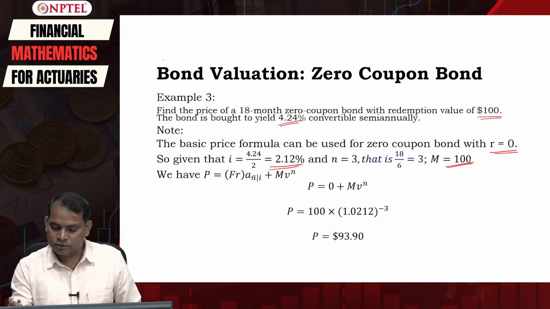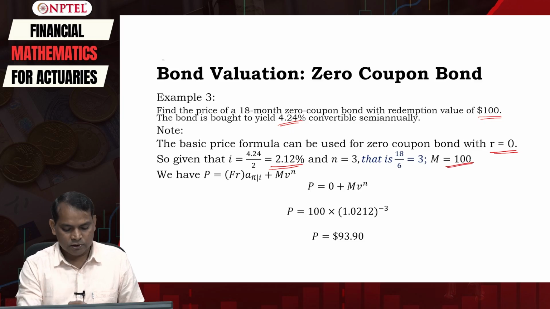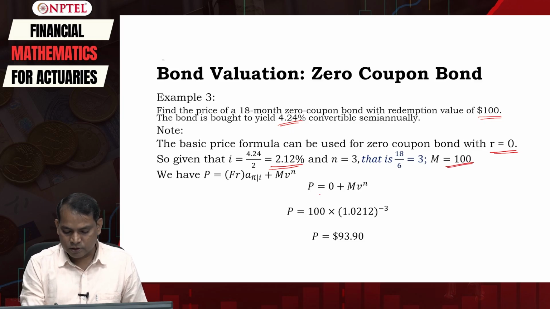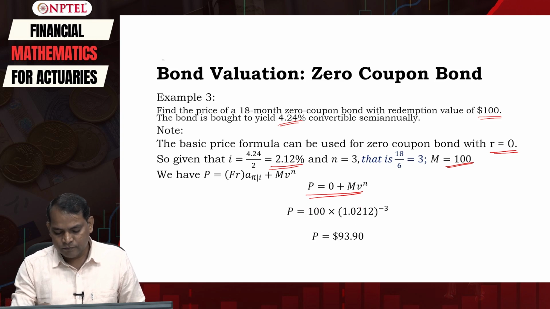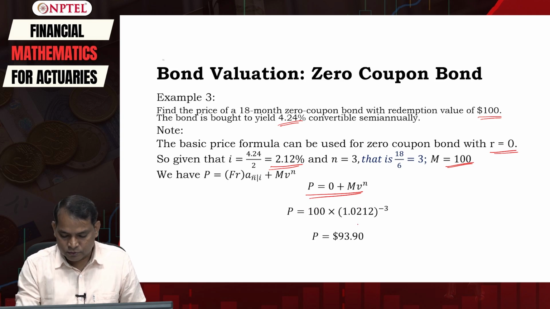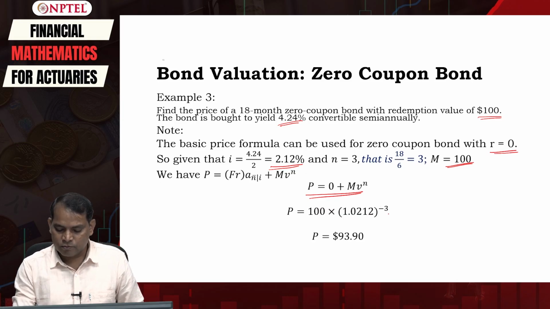M is equal to 100. So we have P is equal to this. So this will become 0. We will get P is equal to only 100, that is the redemption value or the face value, multiplied by 1.0212 to the power minus 3, which will give us 93.90.